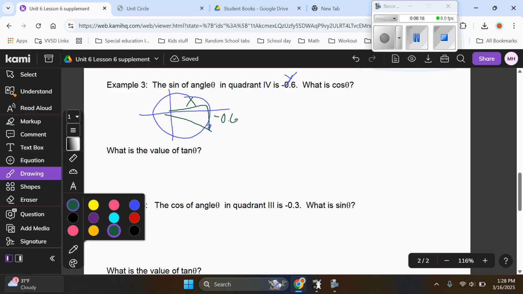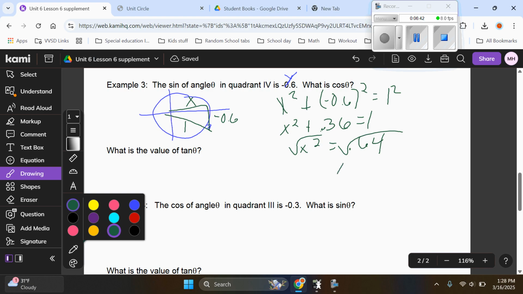Finding my x value, or my cosine of theta, I set up my Pythagorean theorem. So x squared plus negative 0.6 squared equals 1 squared. Again, at any point, pause the video, try it on your own, and then check. X squared. I'm going to take away that 0.36 and I get 0.64. Do the square root now, and I get x, or cosine of theta. And now this is where I need to think. Do I want a positive value or a negative value? I want a positive value here. It will be positive 0.8.